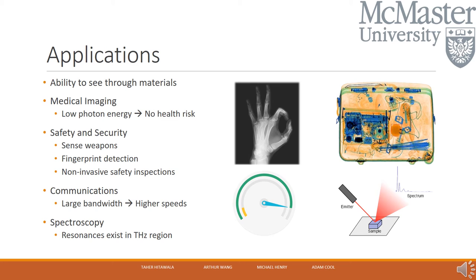Lastly, many fundamental resonances of materials are in the terahertz frequency region, making it useful in the field of spectroscopy. Terahertz frequencies can be used for areas such as the investigation of superconductors, investigation of plasmonic effects in conducting materials, and rotational states of molecules.